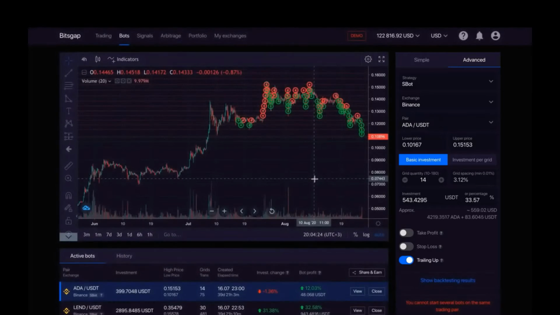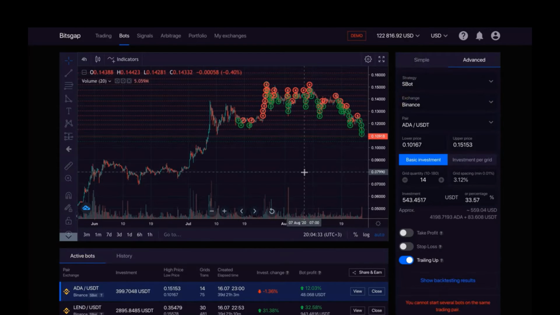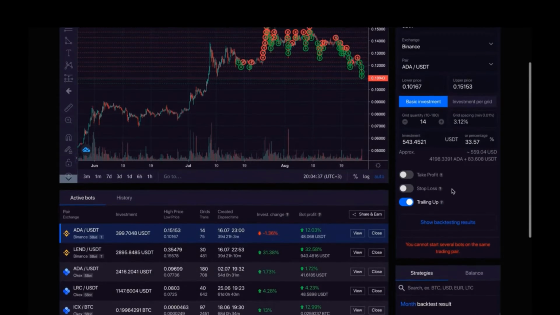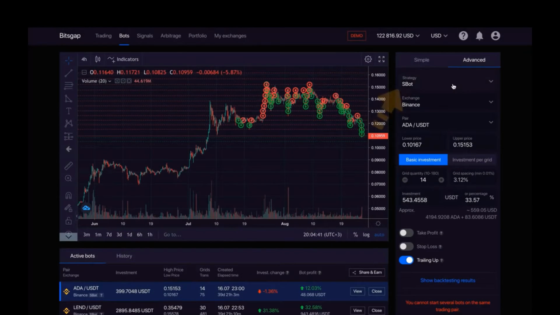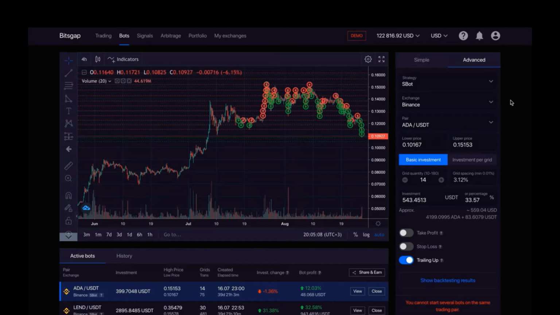The right panel you see here is fully optimized to create diverse trading setups for automated bots. Notice that you have two options, simple and advanced. We will stick to the advanced mode as it has all the instruments we will be covering in this video. By clicking on the strategy, you can select either the S-bot strategy or the classic bot. What distinguishes these strategies from each other is the algorithm of a proportionate investment distribution.